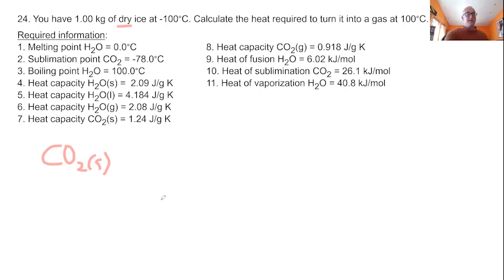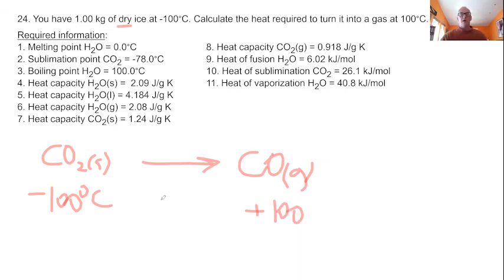So basically all we're doing is taking dry ice at minus 100 and we're turning it into what? Gas. Gas at plus 100. So all of this stuff about water, we don't need any of it because water's not involved in this reaction. So anything that has water in it, you can ignore. That was the other evil part. So I had like, I don't know, 60 people in the class. I think 5 of them got this one right. That's why it was a bonus and not that evil.